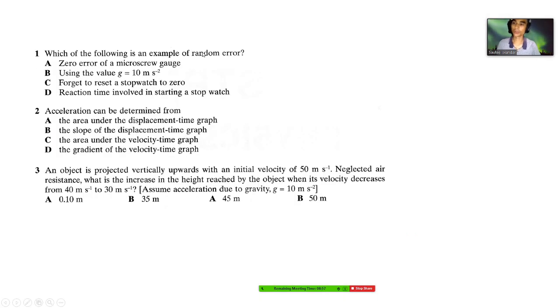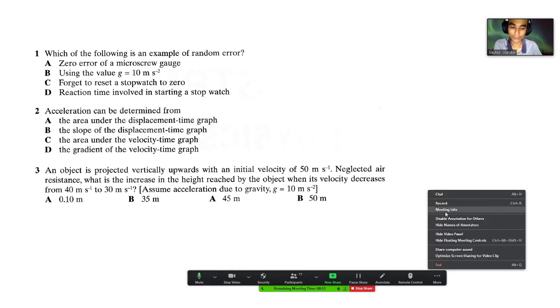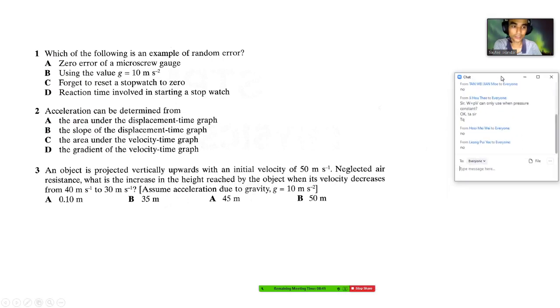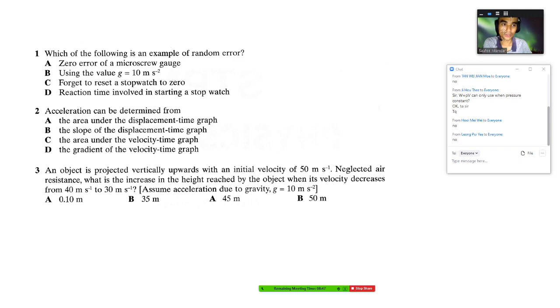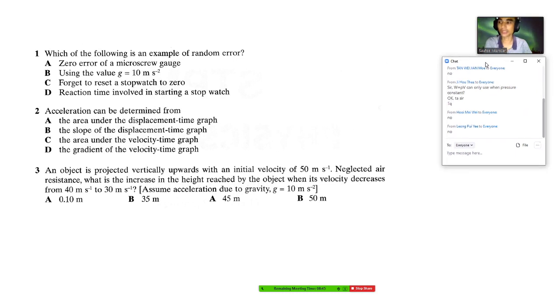Okay, which is the following example of random error? Tony, if you are there, or anyone alive there, can you give me the answer for 1, 2, and 3? First answer, number 1. What is the following example of random error? There are two kinds of error. Let me find my paper. Two kinds of error: one is random, one is systematic.